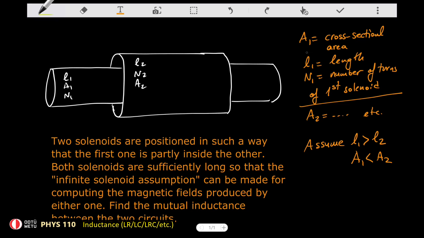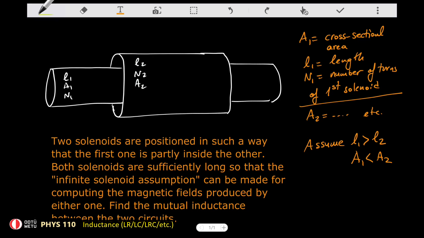For each solenoid, we have these three parameters. The area is the cross-sectional area in here. It's that area. Length is the total length of the solenoid, and n is the number of turns of wire that goes around them. Apart from that, I'm going to assume that this wire is distributed uniformly. As a result, you can compute the number of turns per unit length by just dividing these numbers. We also have the same quantities for the bigger one.